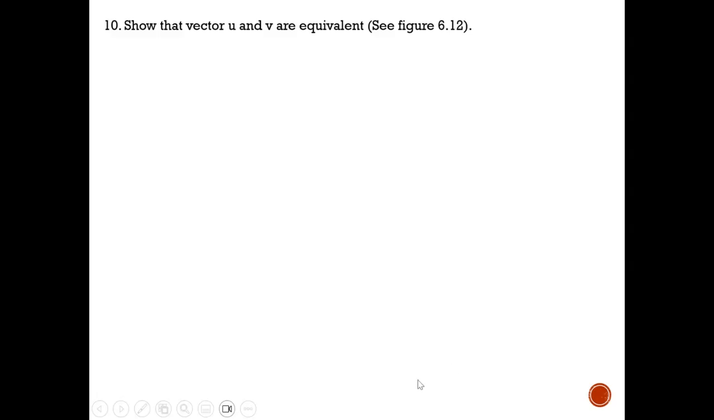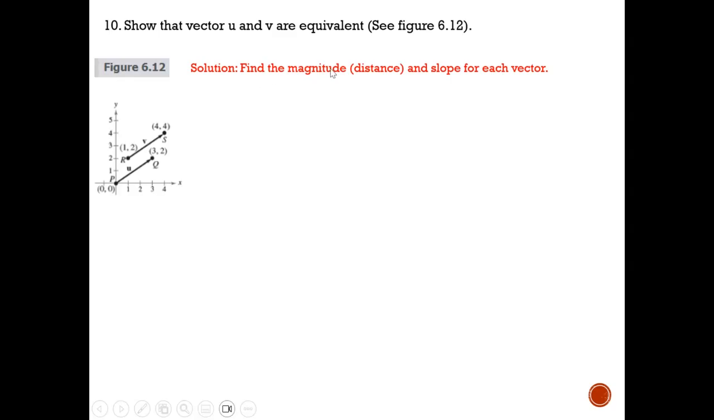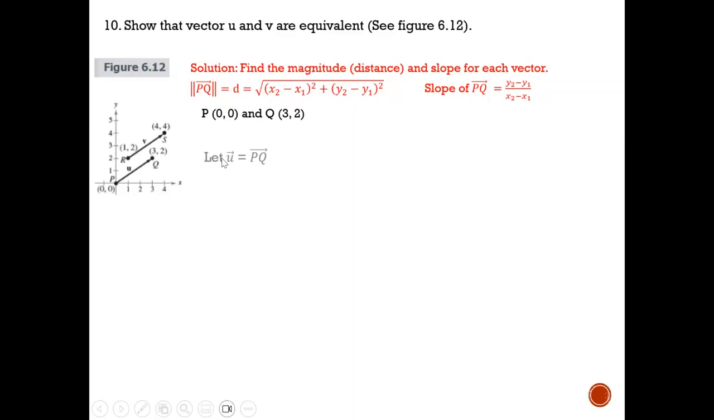Now, let's do 6.3. These are the vectors. I think I did this PowerPoint last week. It says, show that vector U and vector V are equivalent. See figure 6.12. There's a figure. So here, guys, I need to find the magnitude, which is the distance, and the slope for each vector. So vector PQ is the same thing as the distance, so I'm going to use that one first. And that's the formula for the slope. So P is equal to (0, 0), and Q is equal to (3, 2). So vector U is equal to PQ.